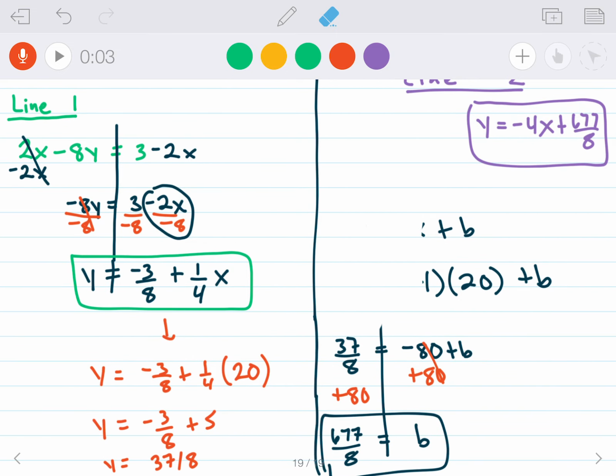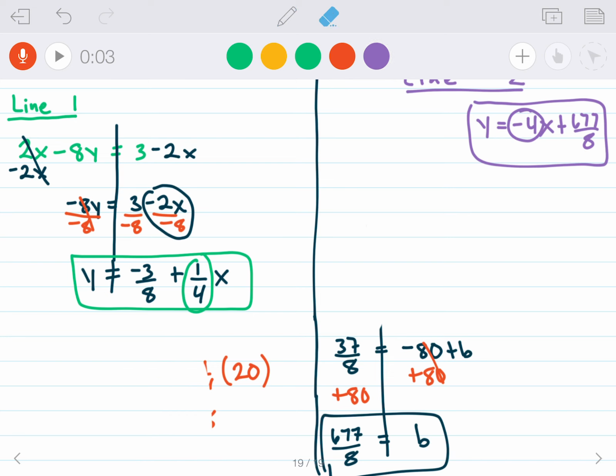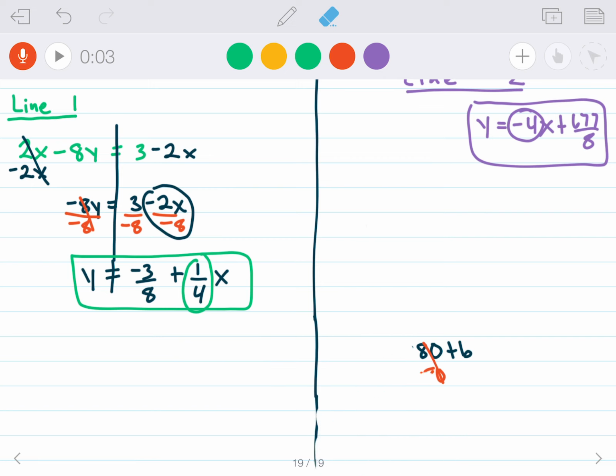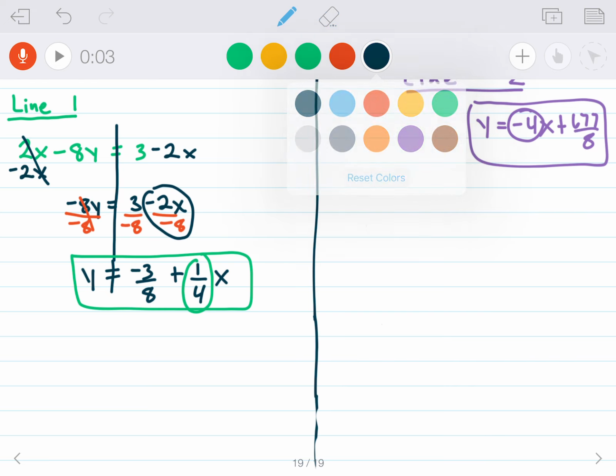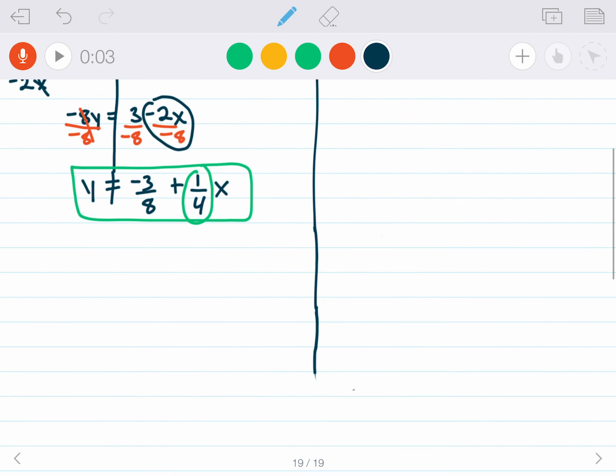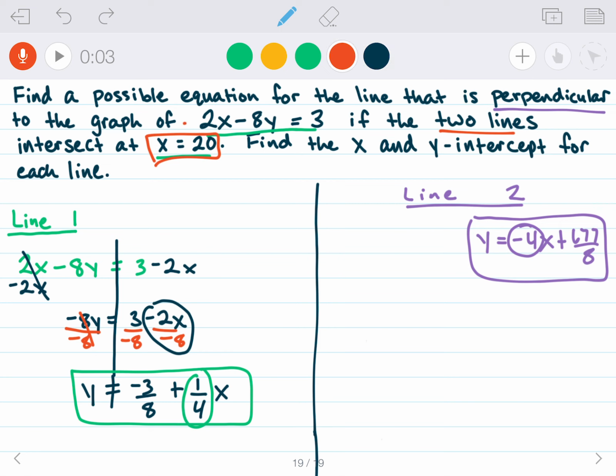So, line 1 and line 2 are perpendicular. Why are they perpendicular? Because the slopes are opposite reciprocals of each other. That's why they're perpendicular, and that's the only reason that they're perpendicular. They also meet each other at x equals 20. y equals, what was it? I can't remember. But anyway, they meet at x equals 20, and they have the same x and y value there, okay? So we have the two equations, line 1, line 2.